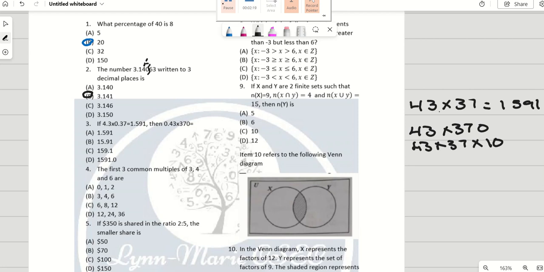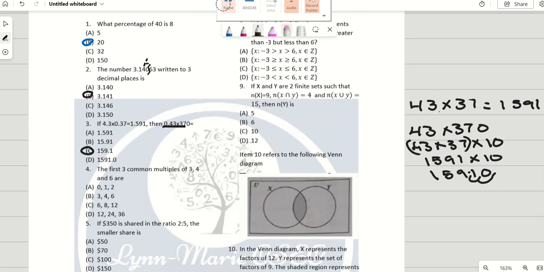So that means this part right here is 1591 multiplied by 10, which is 15910. Now, how many places do we shift back our decimal? How many decimal digits are there after your first decimal? There are 2. So you're going to shift this 1, 2. So your answer is 159.1, which is C.